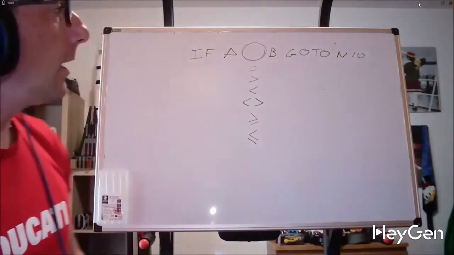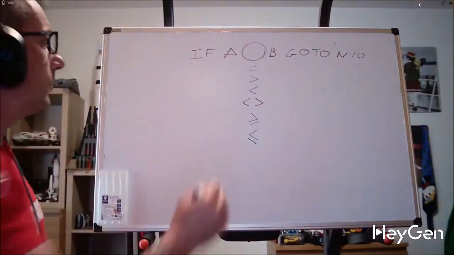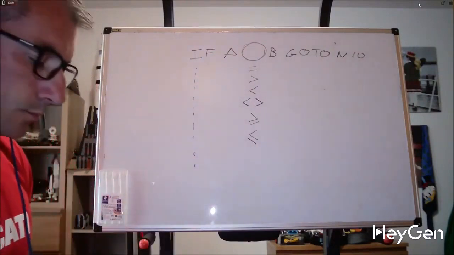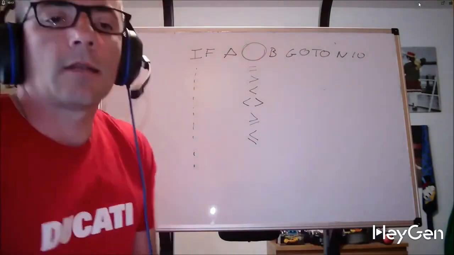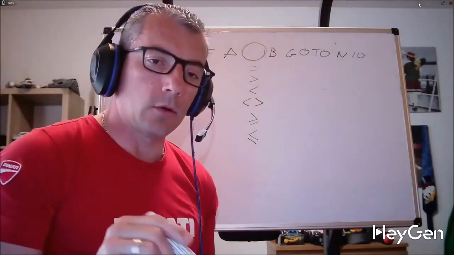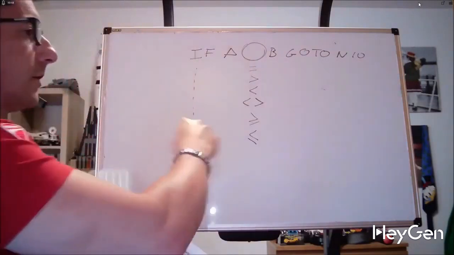In other words, when all these conditions are true, I jump to block 10. If these conditions are not met, I continue reading the program. So, what's the point of all this?